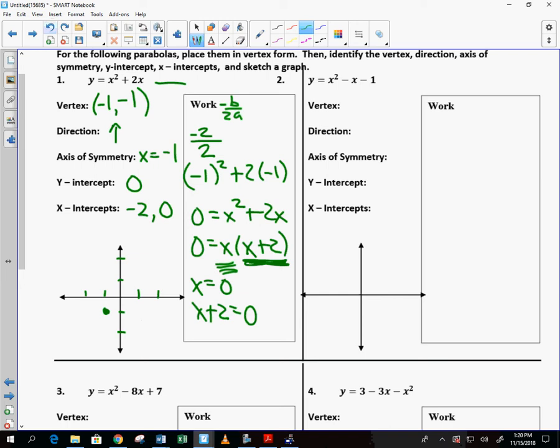My axis of symmetry is x equals negative 1. My x-intercepts are 0, negative 2. My y-intercept is at 0. And the graph goes up. On the test, you will have to determine all of those points.